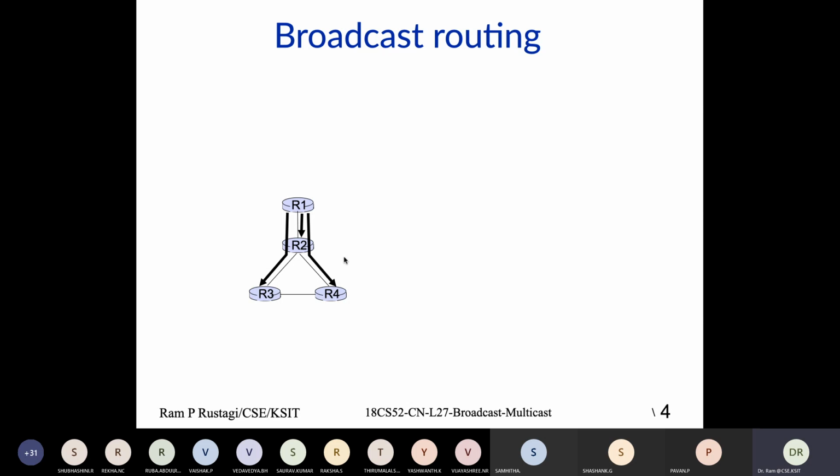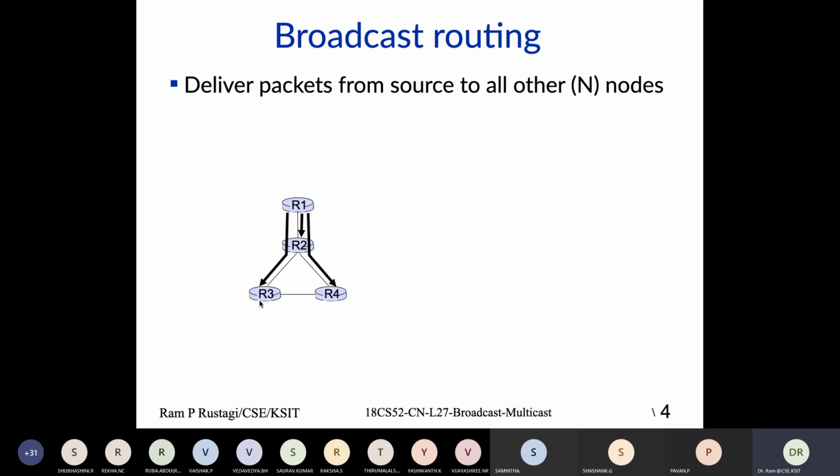Let's look at the simple diagram which consists of four routers, R1, R2, R3 and R4. R1 is connected to R2, R2 is connected to R3 and R4, and R3 is connected to R4. Now R1 needs to send a broadcast packet. That means R1 needs to send a packet to R2, R3 and R4.